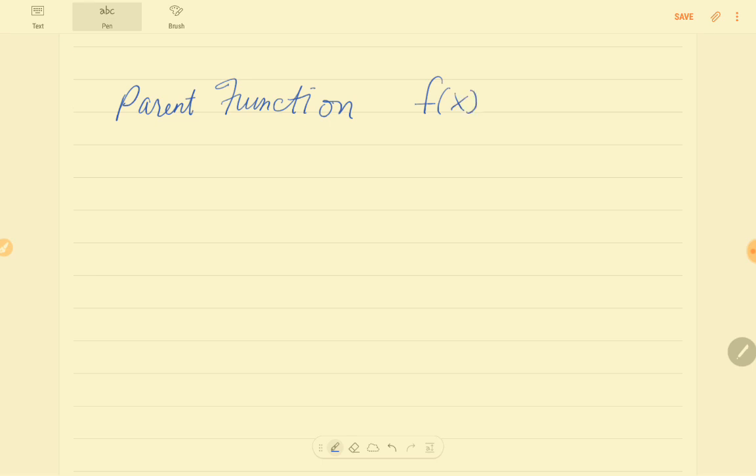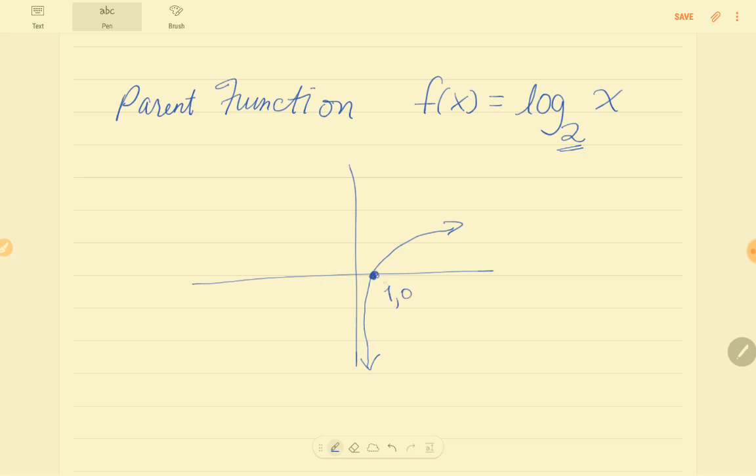F of x equals the log, say, base 10 of x. Or we'll do the one that's in the book just to start with. So if you have log base 2 of x, then you've got something that looks like this. And there are certain key points that are always on these graphs, depending on your base. Here our base is 2, and there's one point that you have no matter what the base is, it never changes: 1, 0.